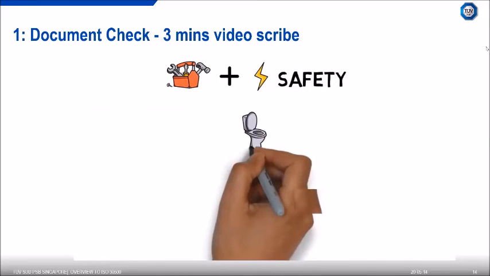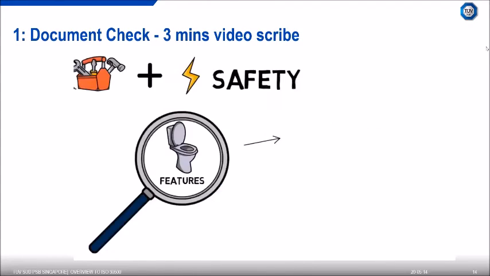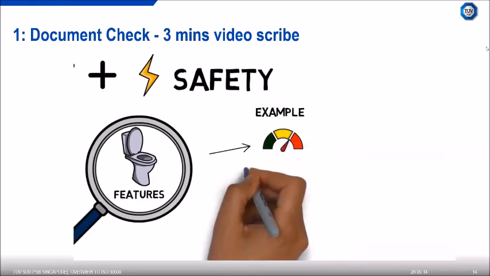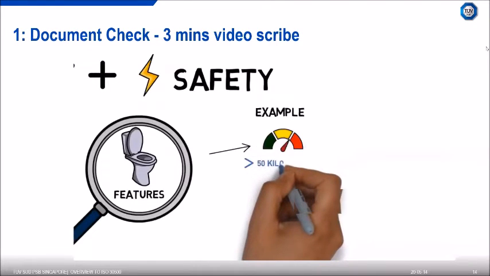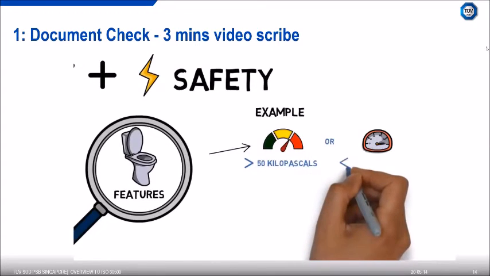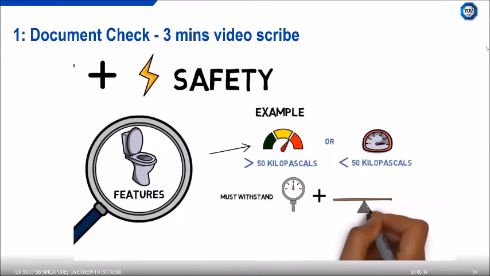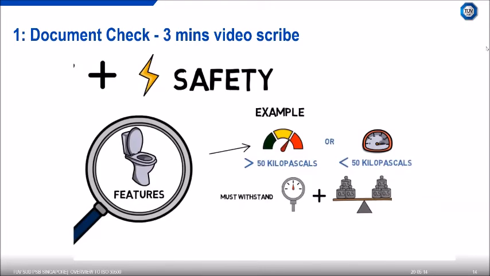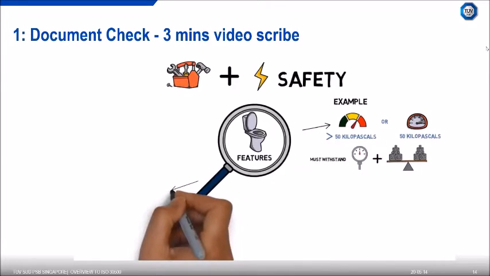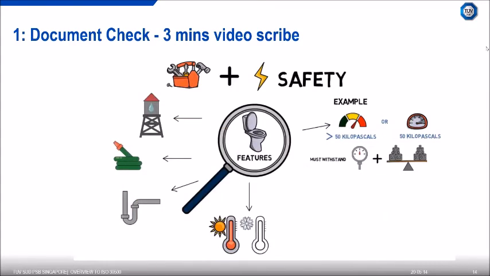Each of the subsections' applicability to the system is dependent on the system's features. For example, if the system has pressurized equipment with pressure levels greater than 50 kilopascals, or vacuum equipment with pressure levels lower than 50 kilopascals, then it must withstand mechanical loading pressures and structural strength safety factors. Other features covered in this section include pipes, hoses, tanks, extremely hot or cold surfaces, subsystems with radiation emissions, and all moving and rotating parts.